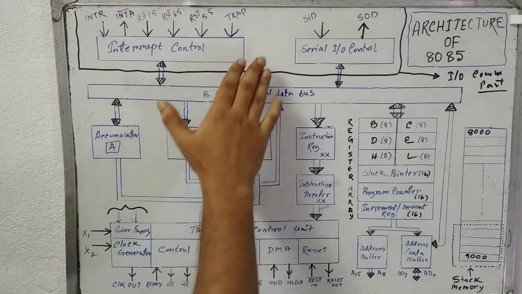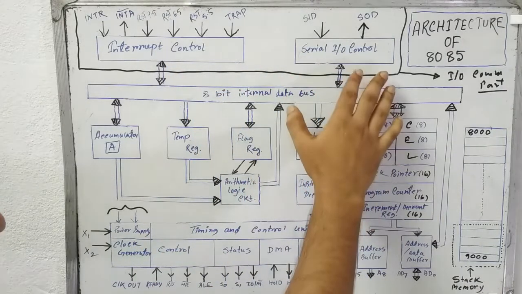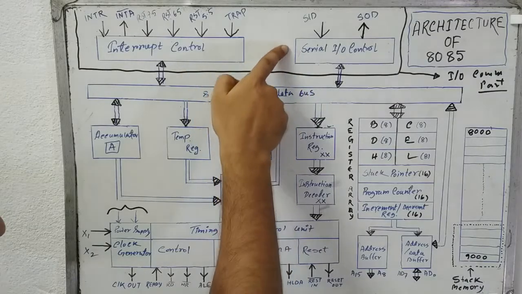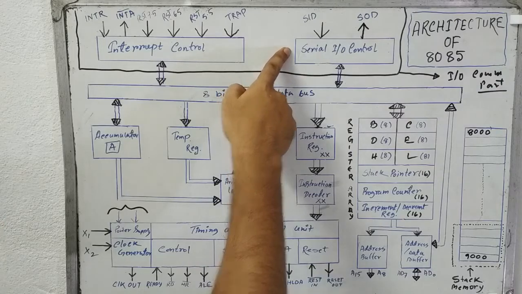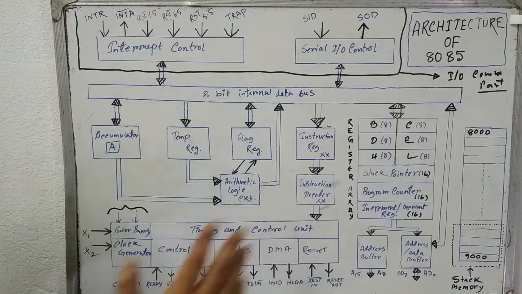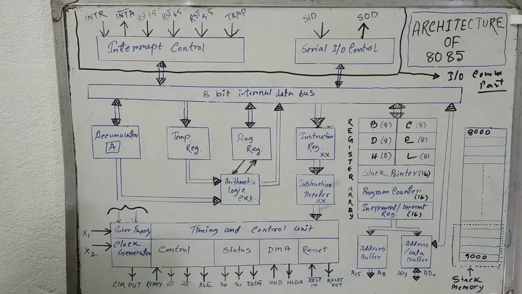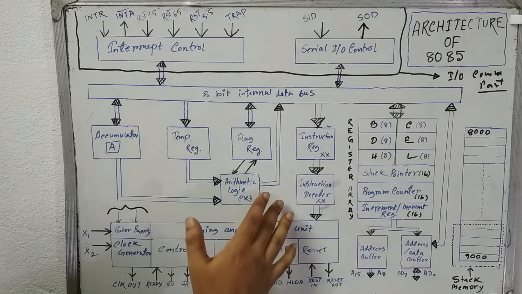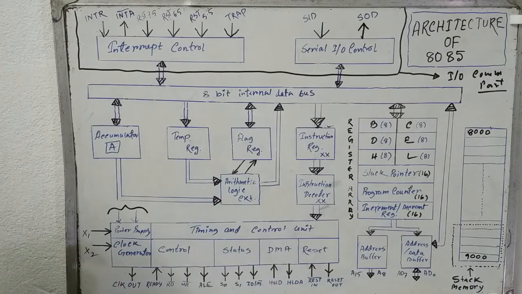Let me move to our next block, the serial input output control block, that is here. It plays a great significance during the communication process. There are many devices available in our market which only accept serial data, but the microprocessor always sends 8-bit parallel data. Then my question is, how does the microprocessor set up a communication with those external devices which only accept serial data?